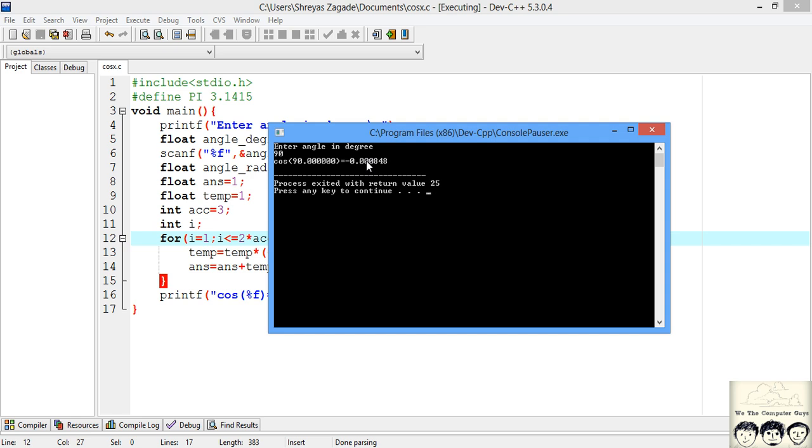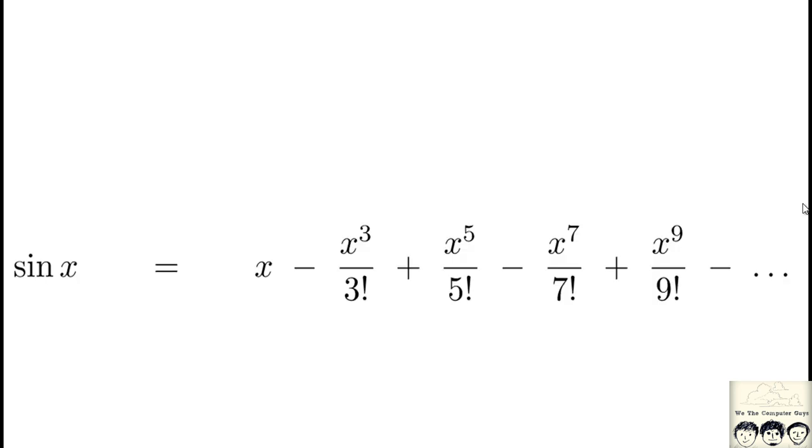Now, so that's it for this tutorial. So before I go off, I want you guys to try out this sine x series, the expansion of sine x series. Now the formula is what you see on your screen. Now this is also similar. In this case, we just start out from x instead of 1, which was in cos x, and we increase the powers by 2, and also the denominator is also increased by 2. So I hope you can try this program.